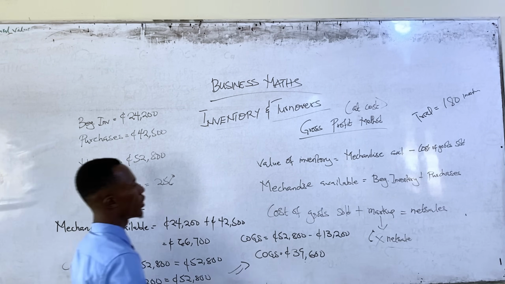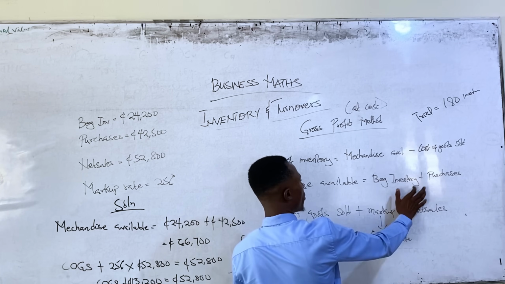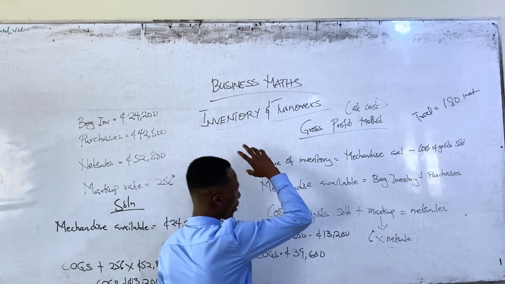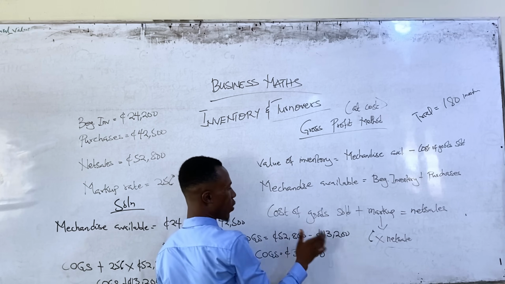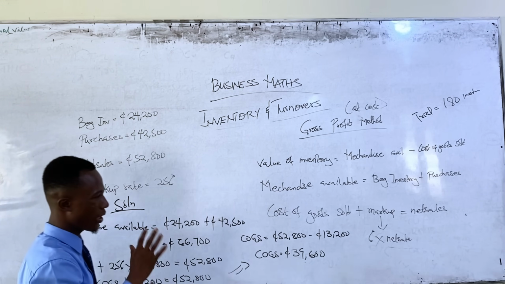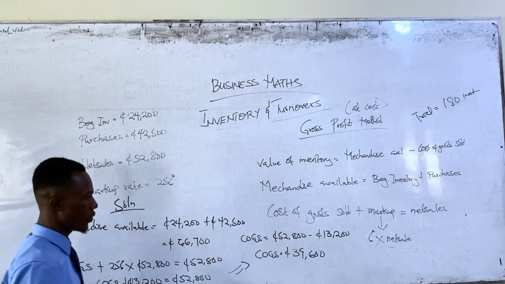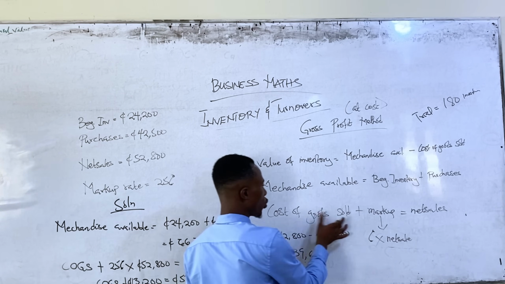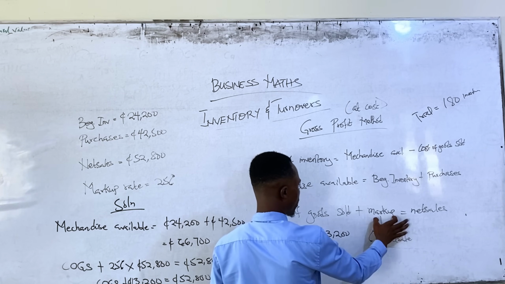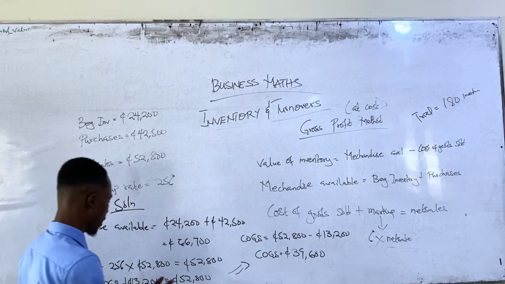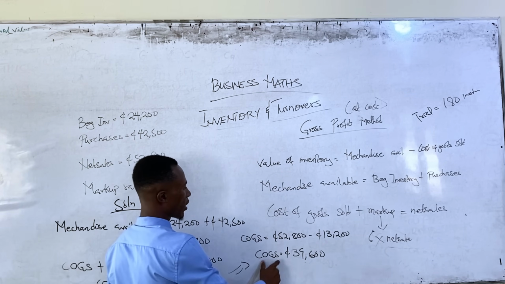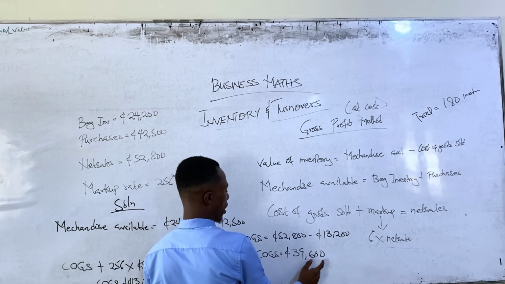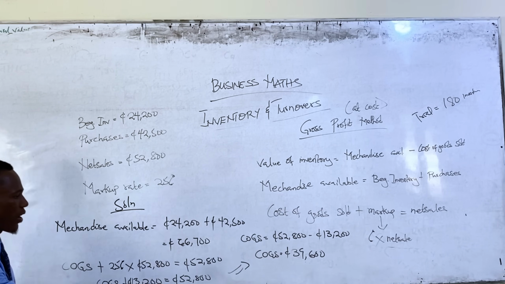Now we have been able to get merchandise available for sale, which is beginning inventory plus purchases. You have them in the question, you are done. Now this one is a little bit complicated, so when you are solving it, you need to take care. Cost of goods sold plus the percentage times net sale equals net sale. And we did it here very nicely, and we have arrived at cost of goods sold as 39,600. So now that we have arrived there, we can calculate our value of inventory and we are done.